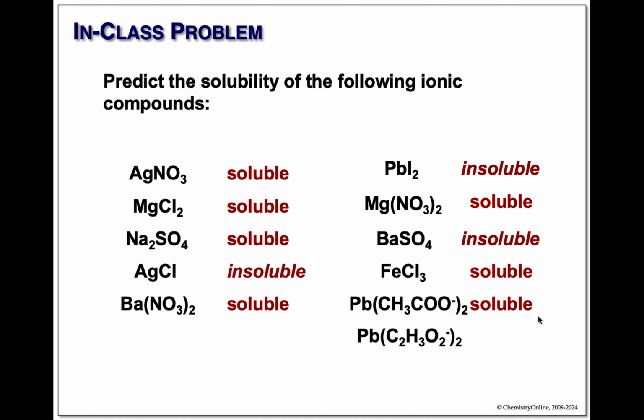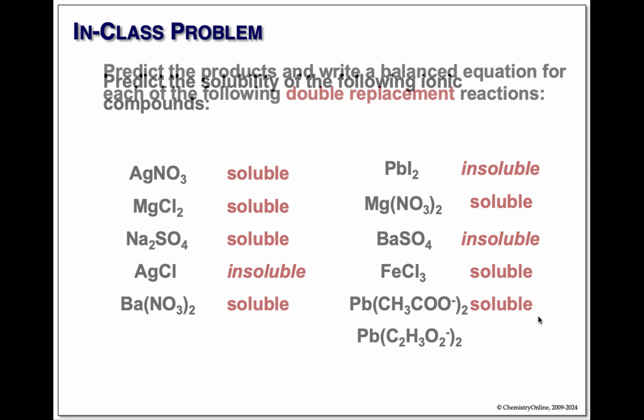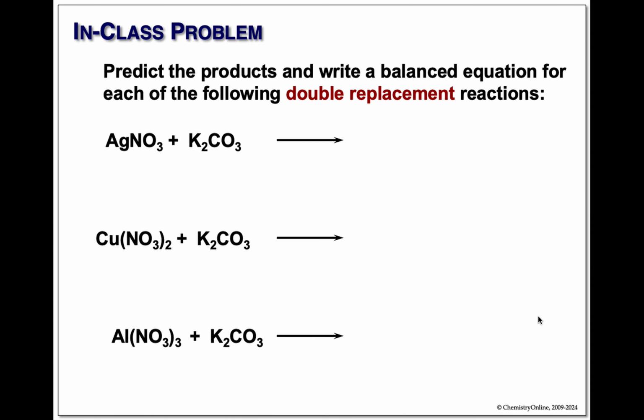All right, now we know all about solubility. If we take silver nitrate and react it with potassium carbonate, what do we get? What's the rule for carbonates? They're all going to be insoluble, aren't they? We're going to swap here, get silver carbonate and potassium nitrate.